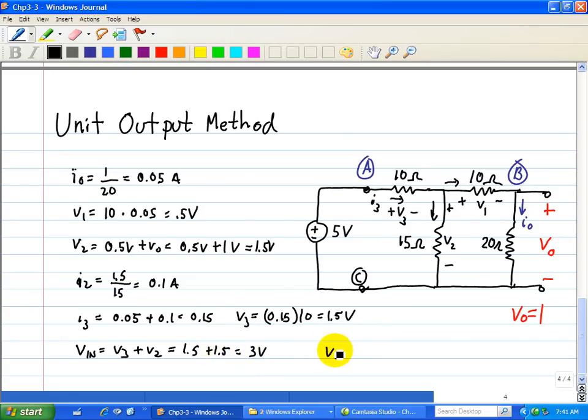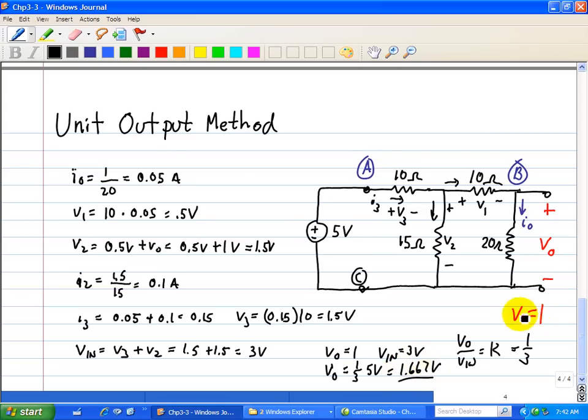Therefore, VO is equal to 1 volt, and the input that gives us that is 3 volts, which implies that VO over Vin, which is our K, is equal to 1/3. Now here the schematic shows us we have a 5 volt input. So the output is just simply 1/3 times 5 volts. Since this is still a linear circuit, this is 1.667 volts as our output for our 5 volt input.